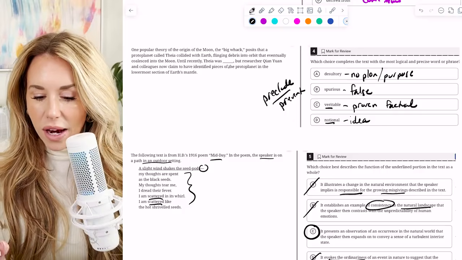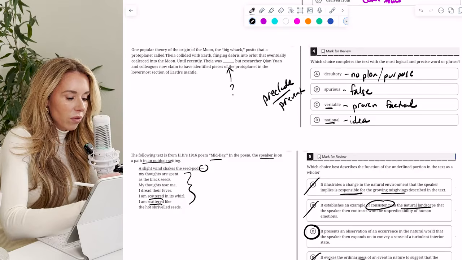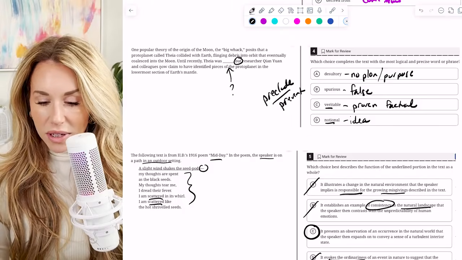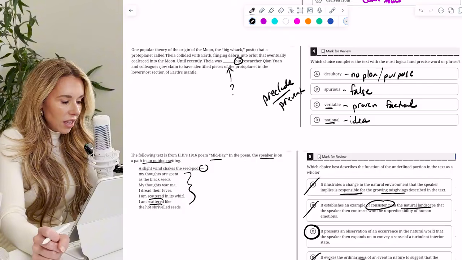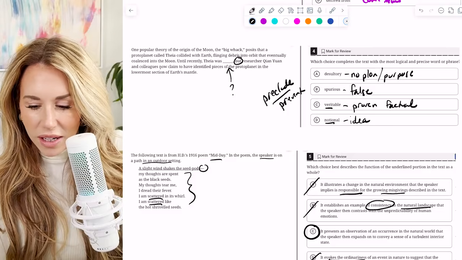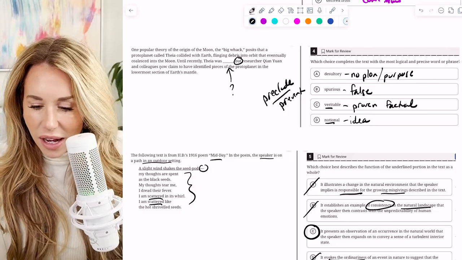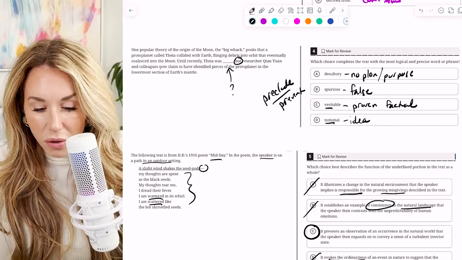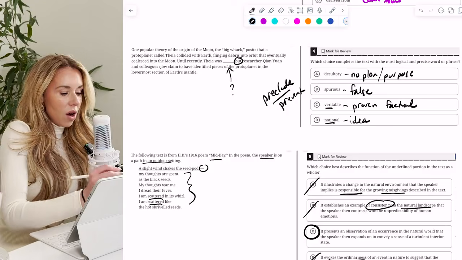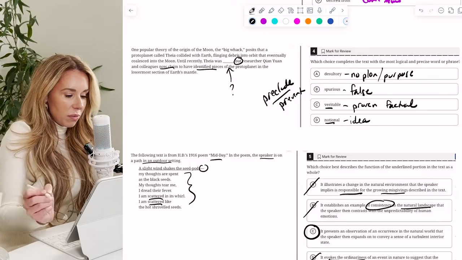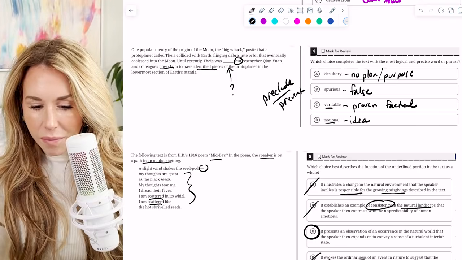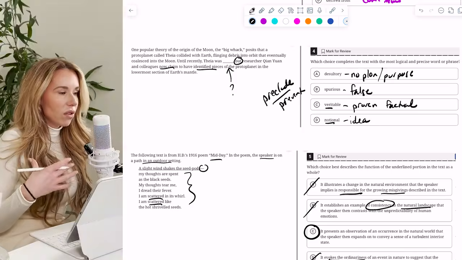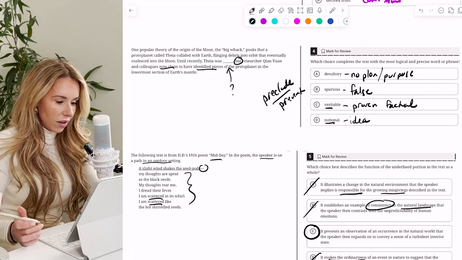But until recently, Theia was what? I don't know. I've got a contrast word here. This next part is going to help me determine that. But researcher Qin Yang and colleagues now claim to have identified pieces of the protoplanet in the lowermost section of the Earth's mantle. Okay, now claim to have identified pieces. So this is one where you have to read deeper for the context. If you do this superficially, you're going to get it wrong, okay?